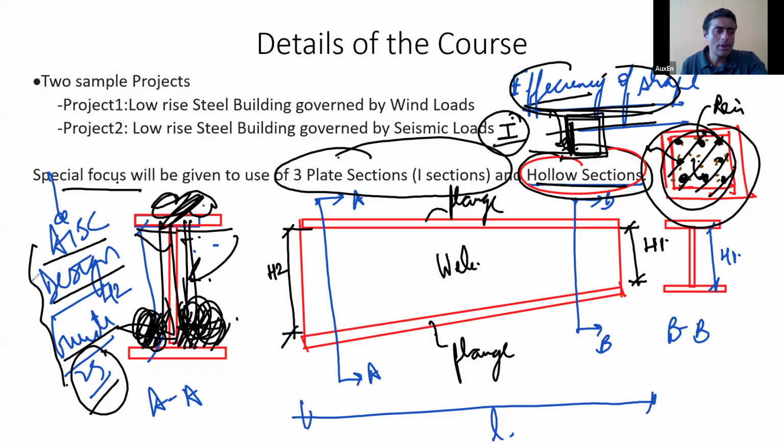Can anyone just point out a difficulty of using hollow sections? Tell me. No one? Advantages, most of us know what the advantages of using hollow sections are, but I'm asking what is one of the disadvantages or difficulties in using hollow sections. Mr. Nagesh is saying sizes are limited. No, see, you can always fabricate hollow sections also, just like you can fabricate three plate I sections. You can fabricate hollow sections out of plates. So I would not say sizes are limited.